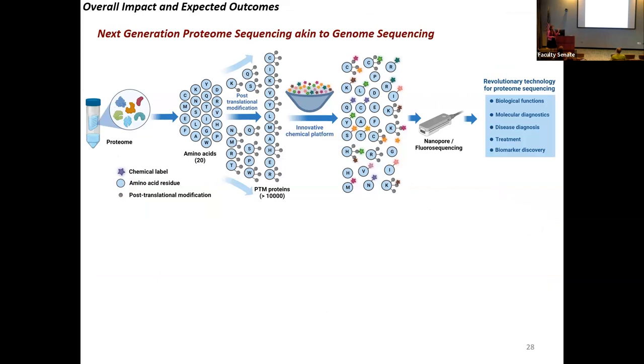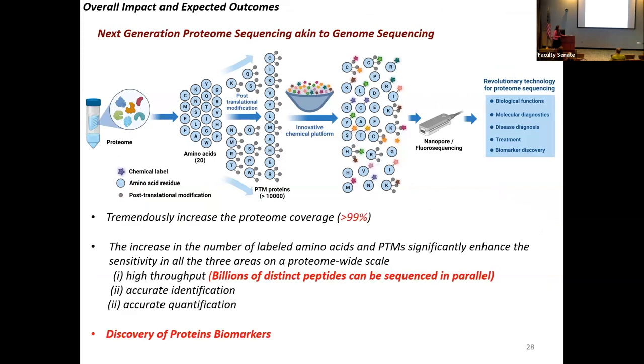We should have another technology, which is proteome sequencing, because currently we have nothing out there. By using our methods, we can increase the high throughput. We can actually sequence billions of peptides in parallel, and we can get accurate identification and accurate quantification also, because all these labels we are attaching increase the differences between amino acids and post-translational modifications, and we can also discover new protein biomarkers.